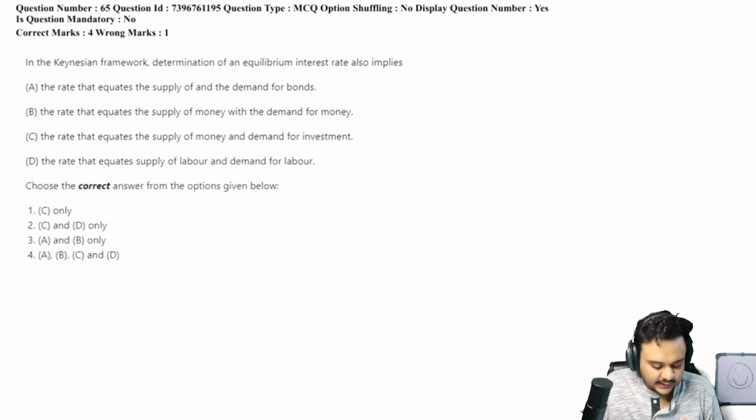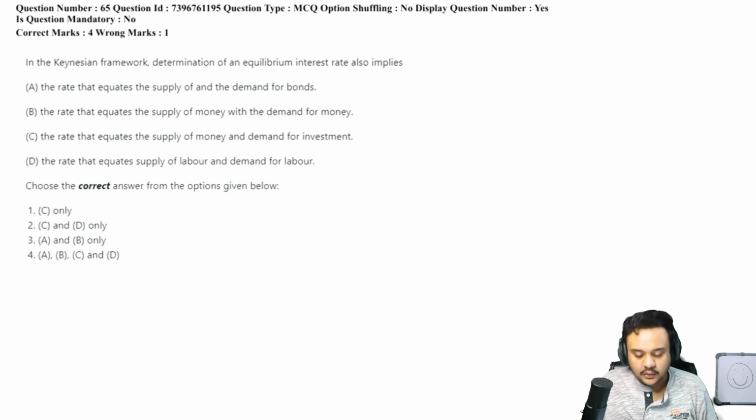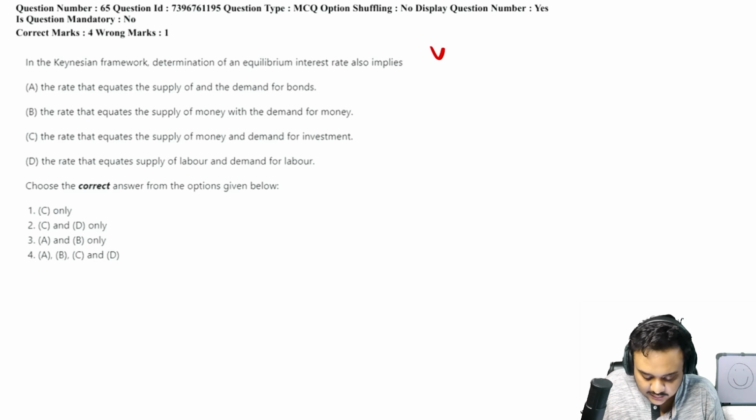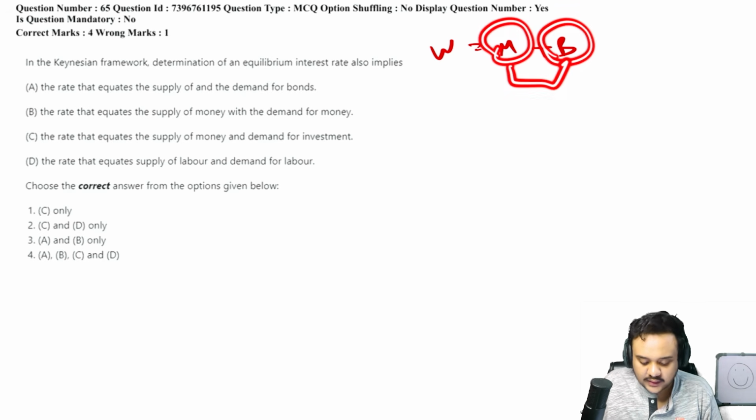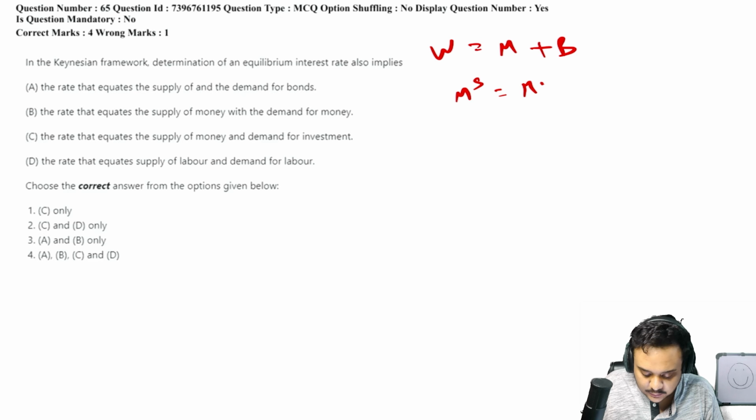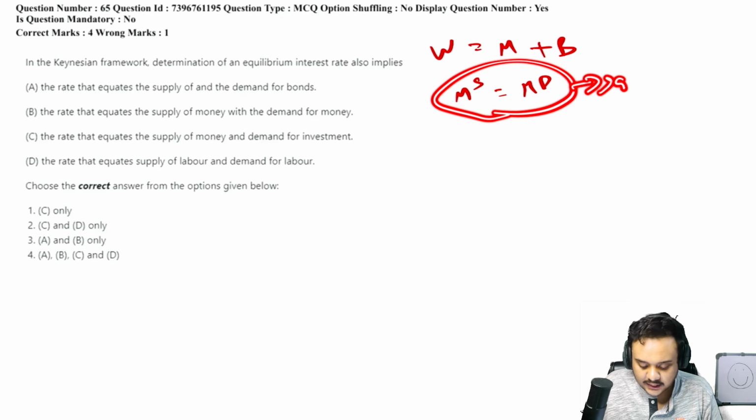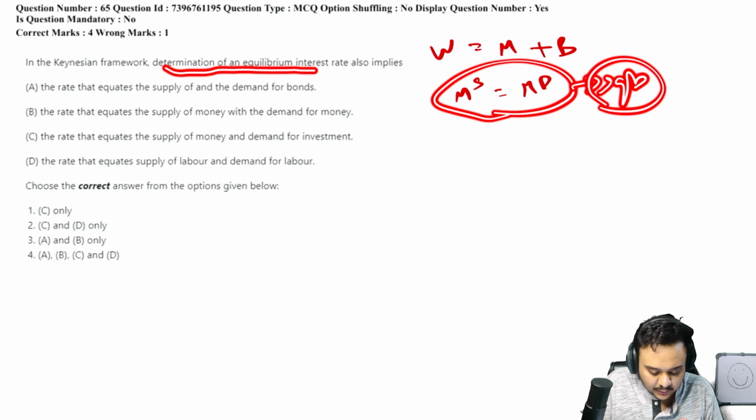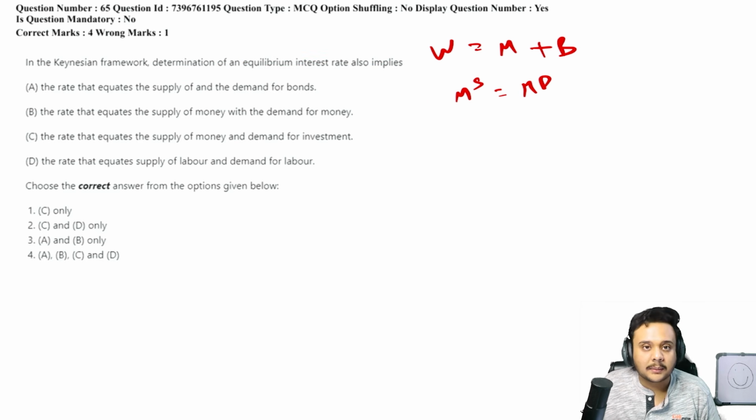The 65th question says that in the Keynesian framework, determination of the equilibrium interest rate also implies the rate that equates supply of and demand for bonds. You know that within the Keynesian framework, the total wealth, which we write as W, is equal to M plus B, which means money and bonds. These are the two ways that you can keep your wealth. Now in the money market equilibrium, money supply is equal to money demand, right? Only then will the money market be in equilibrium, and right now we are talking about the equilibrium interest rate, so we are within the equilibrium condition.